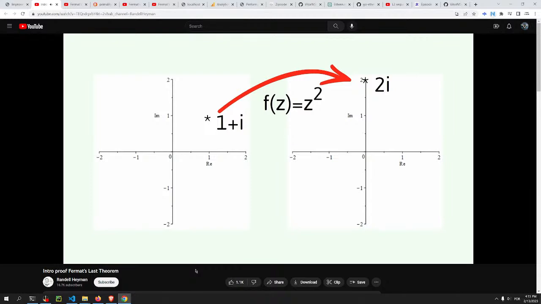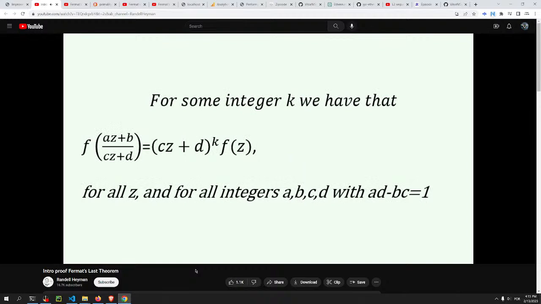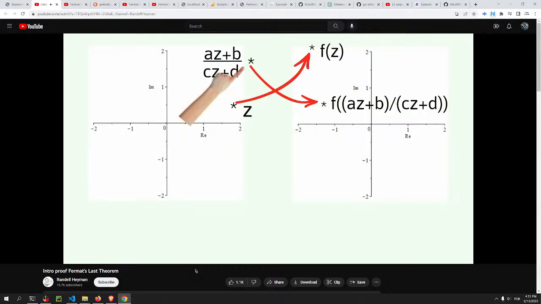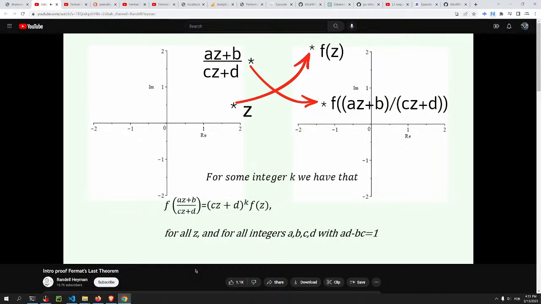And modular forms are functions that have this property that for some integer k, we have that f of (az plus b) divided by (cz plus d) is equal to (cz plus d) to the k times f(z). This is for all z, and for all integers a, b, c, d, with ad minus bc equals 1. So, to go back up here, if this was the point z, we're saying this point over here may be (az plus b) divided by (cz plus d). When we map these 2 points using the function, we get these 2 points over here. And the modular form has a very definite relationship between these 2 results. And this applies for every value of z.